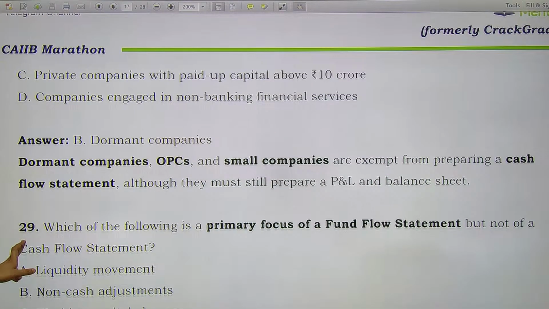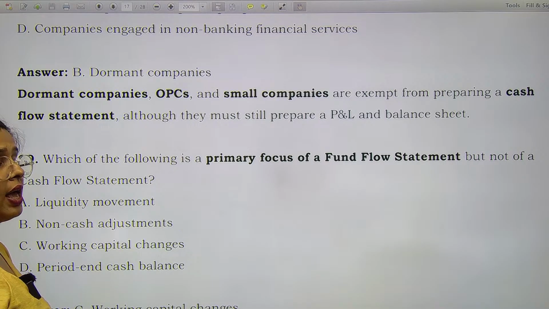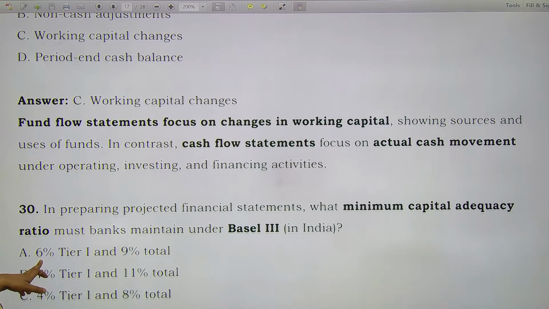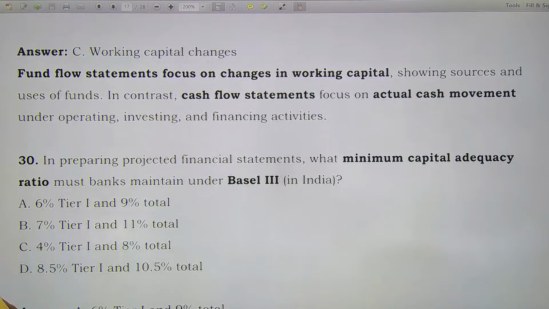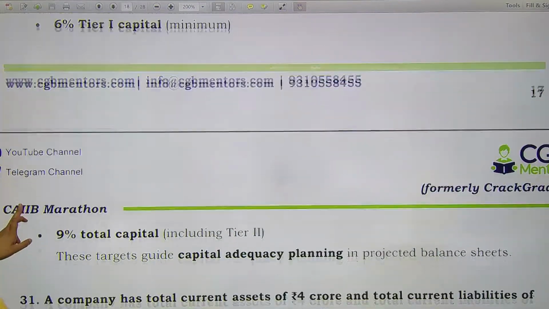Which of the following is the primary focus of the fund flow statement but not of cash flow statement? So, fund flow, we prepare a working capital changes related statement, which we usually do not do in case of cash flow statement, right? Next is in preparing projected financial statements, what minimum capital adequacy ratio must banks maintain under the Basel III, right? So, this is 6% in tier 1, 9%, right, that is required.